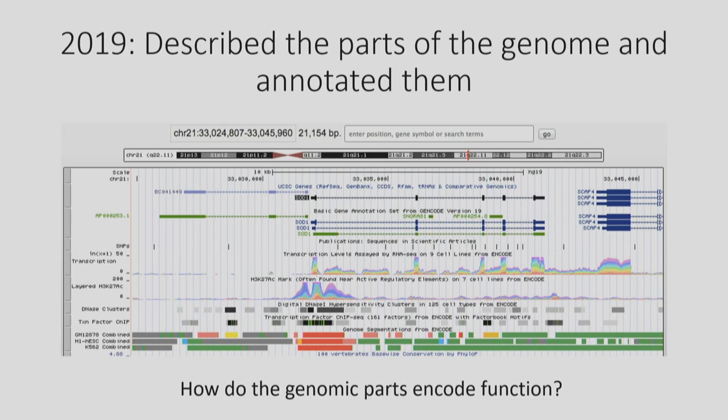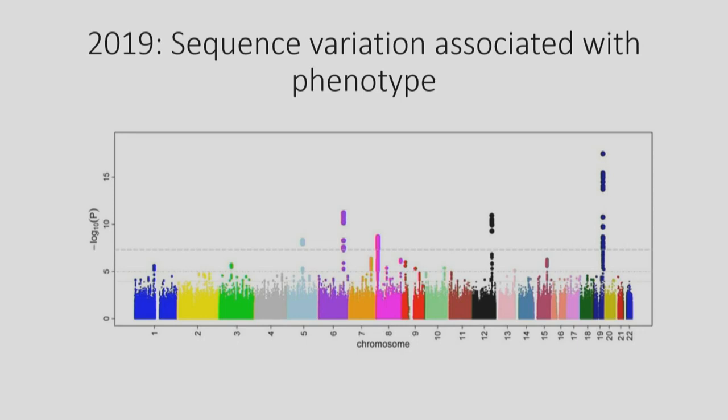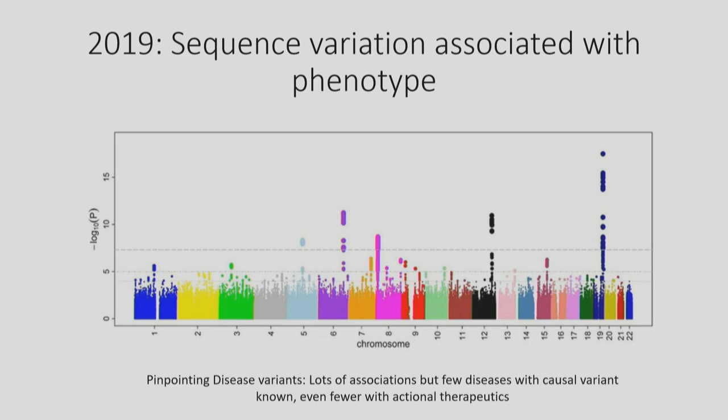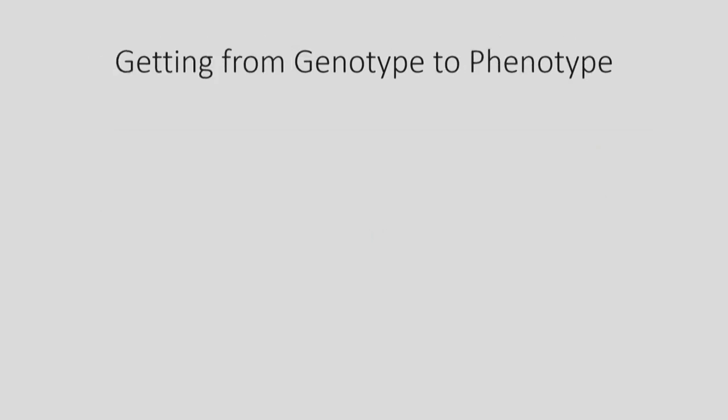And then in terms of taking this further and trying to understand how the genome not only encodes normal function, but how changes in this affect phenotype, we've used a vast array of techniques to accumulate sequence variation and associate this with phenotype. But really, pinpointing disease variants is still a challenge, and we have all of these associations, but few diseases with a causal variant are known, and even fewer actionable therapeutics. So how do we get from genotype to phenotype?